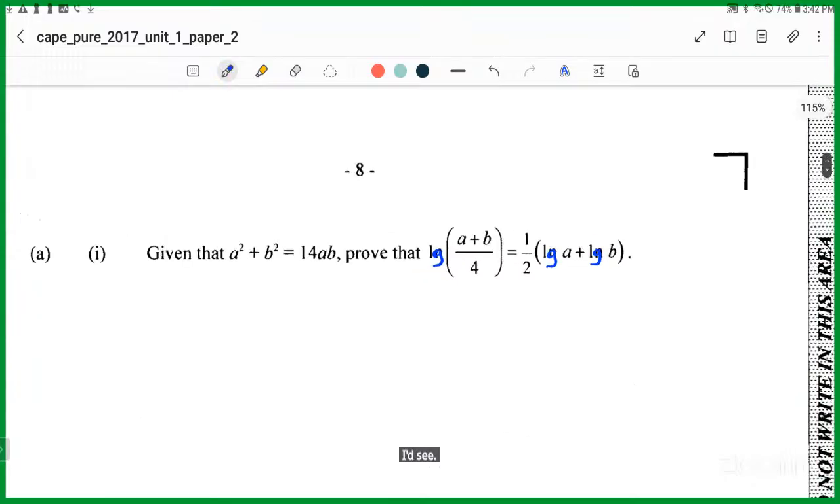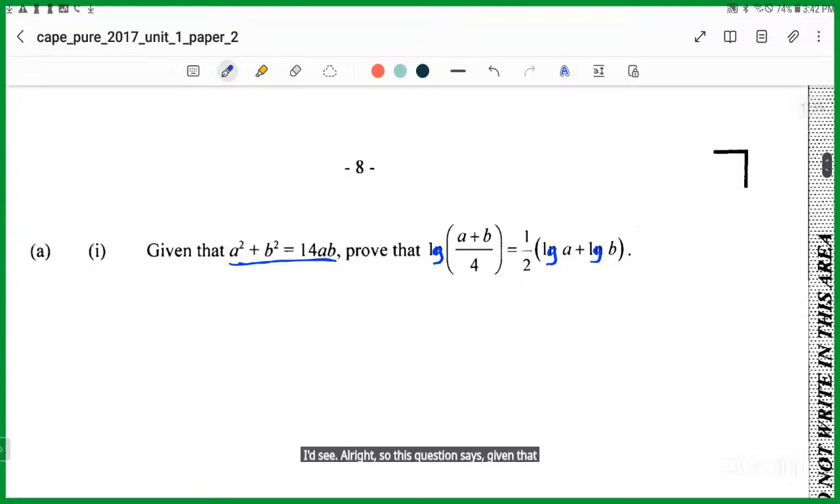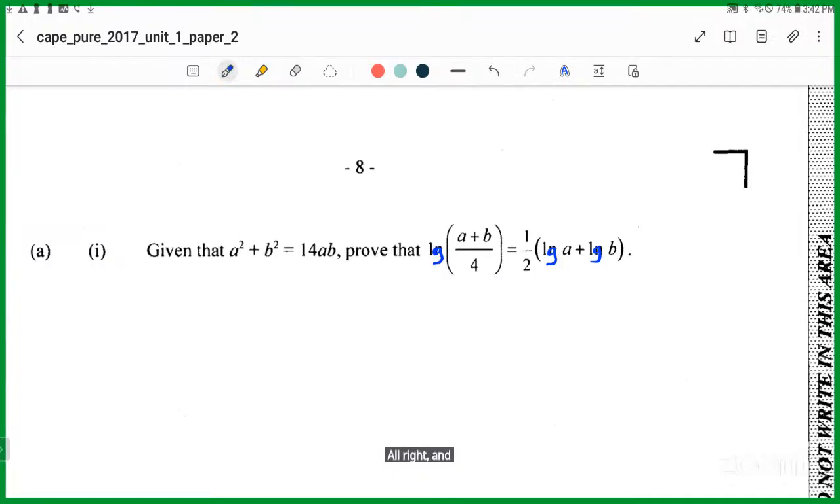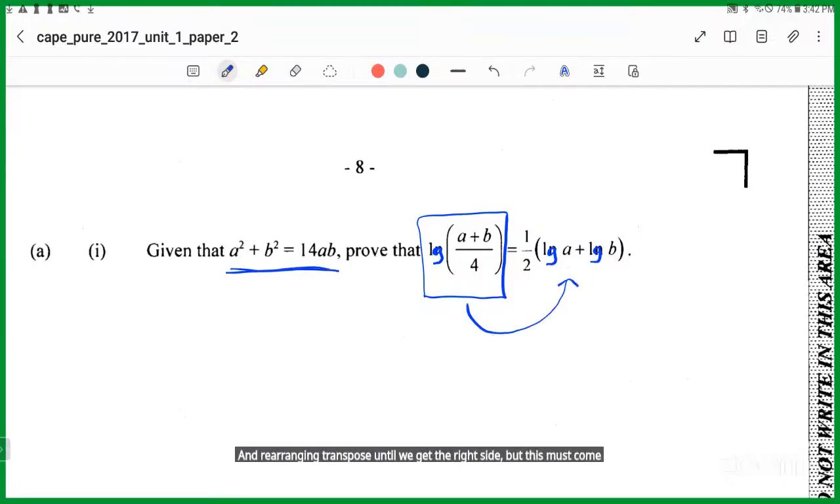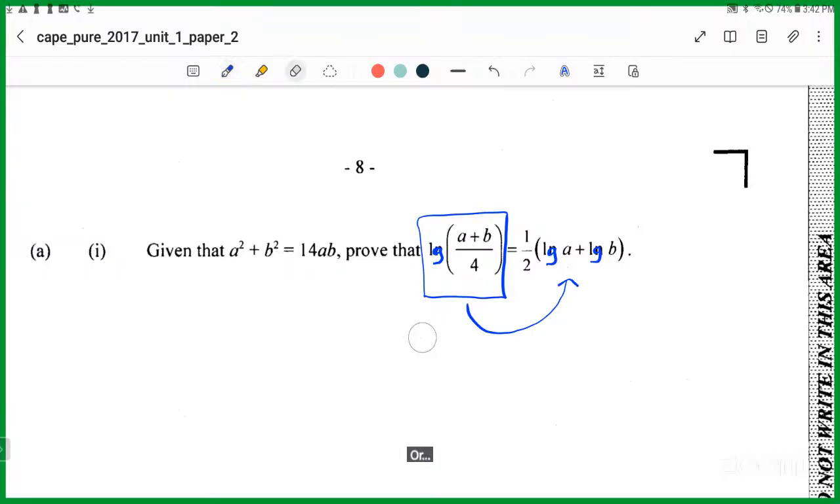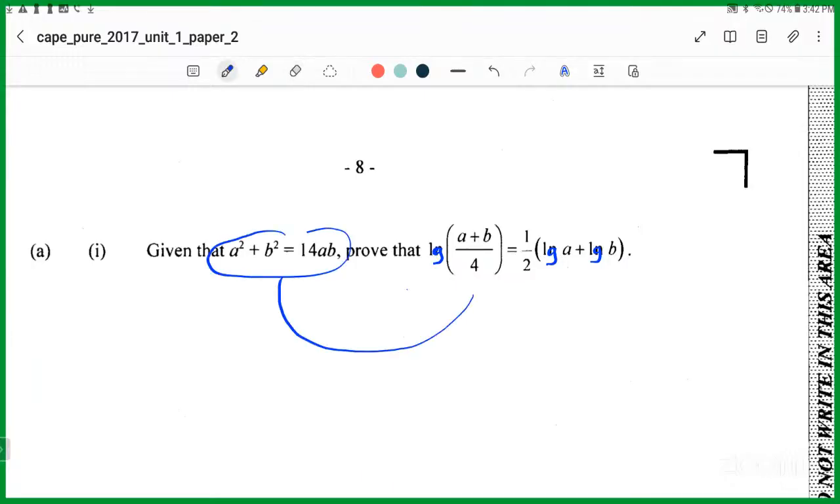Alright, so this question says, given that this is equal to that, you have to prove that this expression is equal to that expression. And this can be done multiple ways. What we can do, we can take the left side and rearrange and transpose until we get the right side, but this must come into play at some point. That's one way. Or we can take this and work towards getting this whole thing from that.